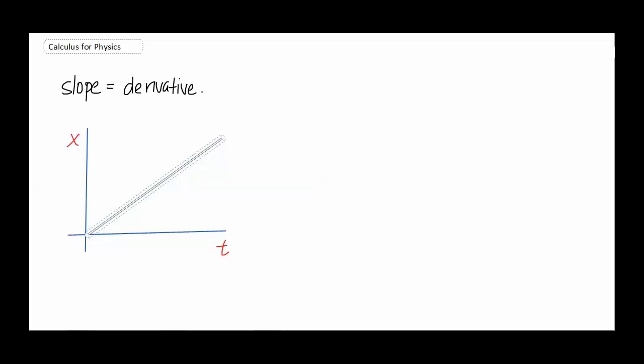Now we're going to start by looking at a position time graph where the function is a nice linear function. So the equation would be x equals some slope times time. And that would be some sort of constant value. And now in this case specifically, the slope of a position time graph is velocity.